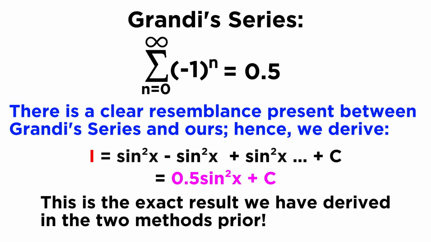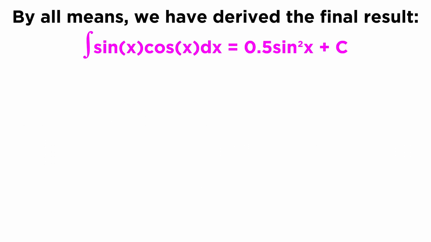This gives us the exact same result as we derived 2 methods prior. This is extraordinary because it proves the solution to Grandi's series correct. By all means, we have derived the final result, that the antiderivative of the sine of x times the cosine of x is equal to 1/2 of the sine squared x plus c.